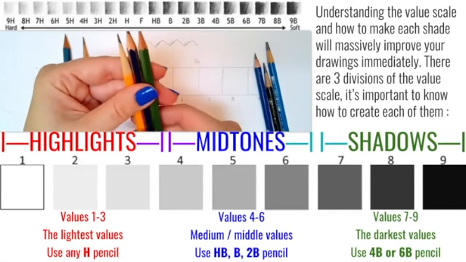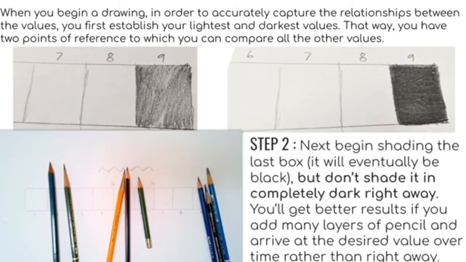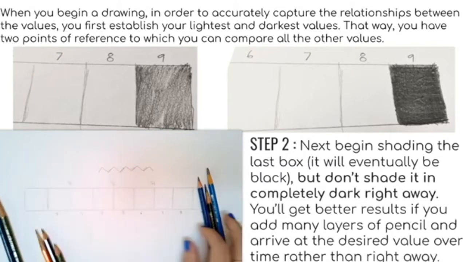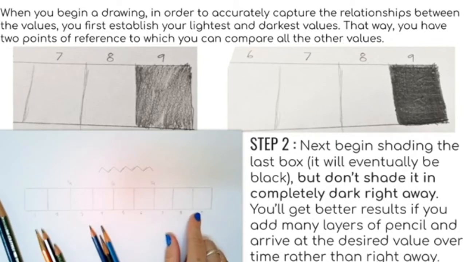So as we are first starting out with this value scale, I'm going to have you start with your very darkest value. We numbered out these sections, you've got 1 through 9, and we're going to start over here at 9. The 9 is going to represent black. Of course, it's not going to be exactly black because it's graphite. It's more like a really, really dark gray. But we're going to start there.